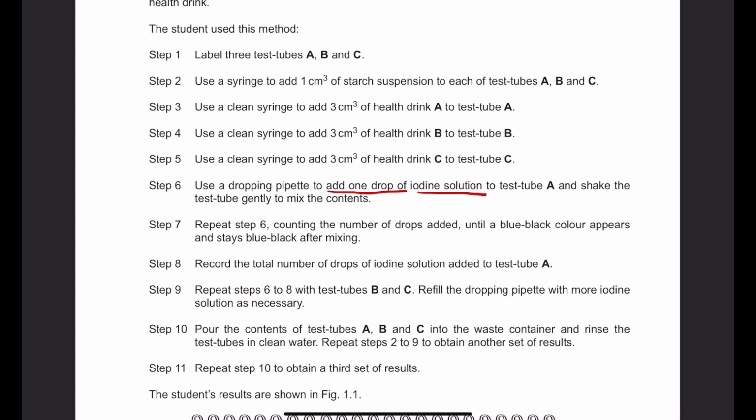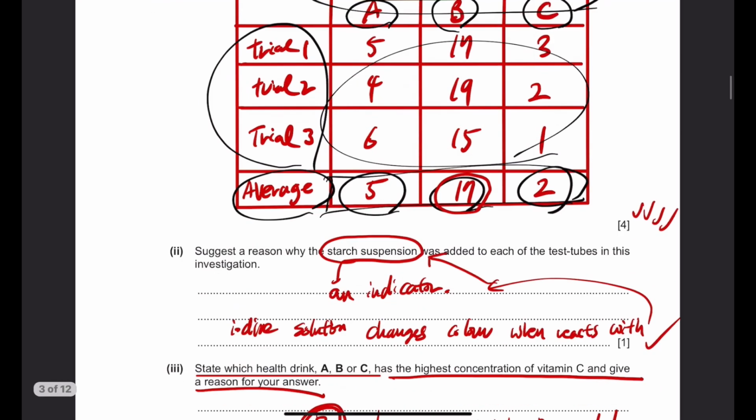Okay, so I guess the student just used the dropping pipette, and the dropping pipette is not accurate at all. The volume of the solution is not actually measured properly. So that's the bad thing. That's the error first. So in order to improve this, the student could use a syringe.